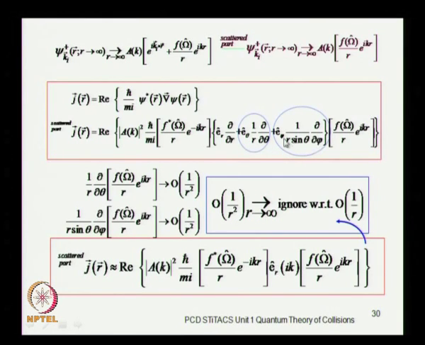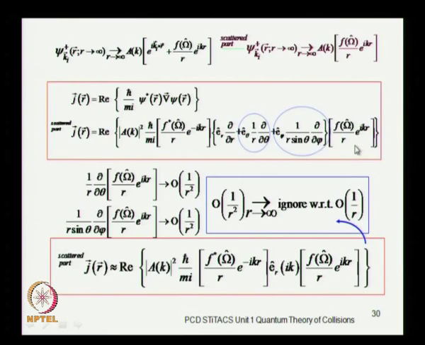So the only contribution you get is from the partial derivative with respect to r, and when you take the partial derivative with respect to r of e to the I k r by r, the only term you need to consider is the derivative of e to the I k r, because the derivative of 1 over r will again be of order 1 over r square. So that term will be thrown, and the only term under consideration is I k times e to the I k r, which is coming from the derivative of e to the I k r with respect to r. The other term, which is of the order 1 over r square, we have ignored once again.